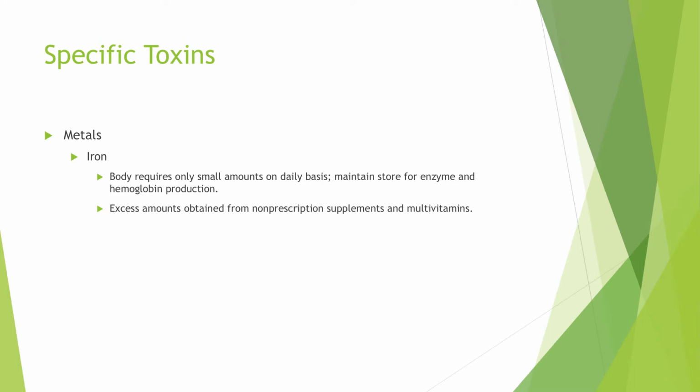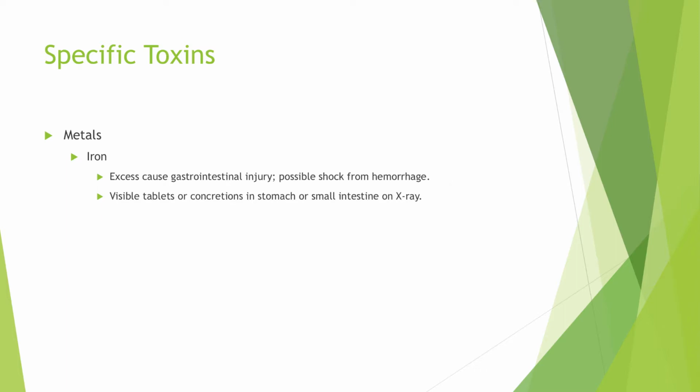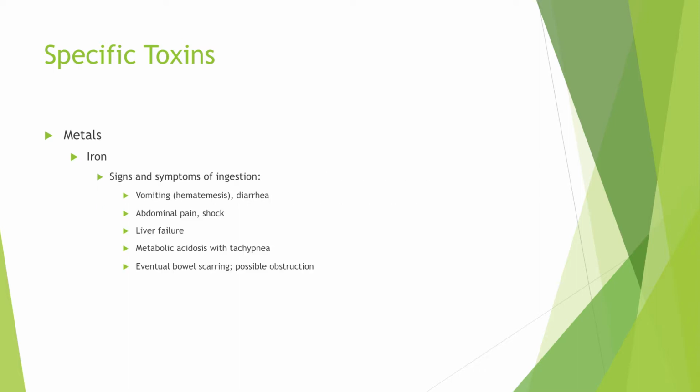Iron: the body recognizes only small amounts on a daily basis, and usually stores those for enzyme and hemoglobin production. Excess amounts are obtained from supplements. So a lot of these guys got way too much in their bodies. Excesses cause a GI injury and maybe some shock from GI injury that causes hemorrhage. All we're going to find out is that they took iron supplements.